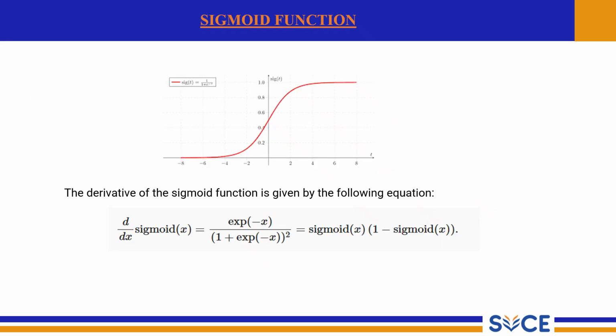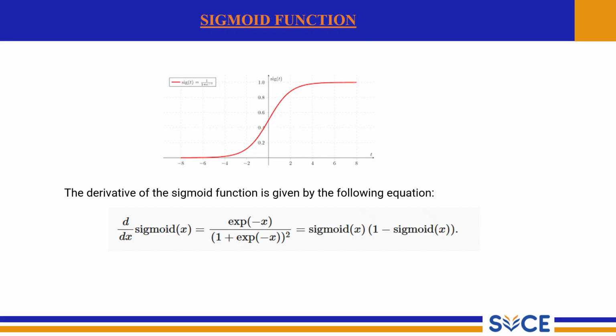So the sigmoid function is defined as sigmoid of x equal to 1 by 1 plus exponential of minus x. Its derivative plays a crucial role in training neural networks using gradient based methods like backpropagation. The derivative of the sigmoid function is sigmoid of x into 1 minus sigmoid of x. This elegant expression means that once we compute the sigmoid value, we can easily get its derivative by multiplying it with 1 minus itself.